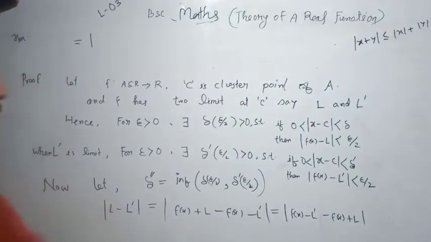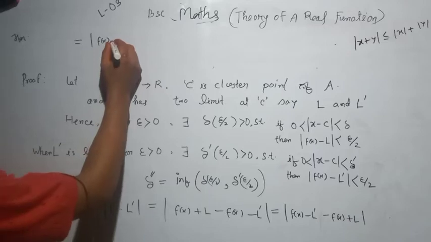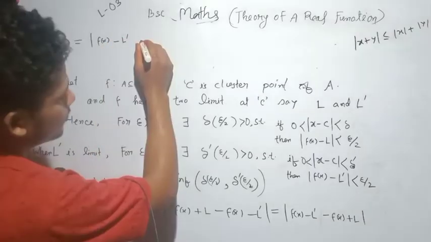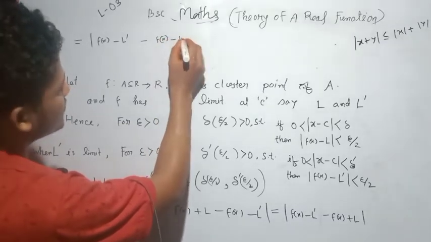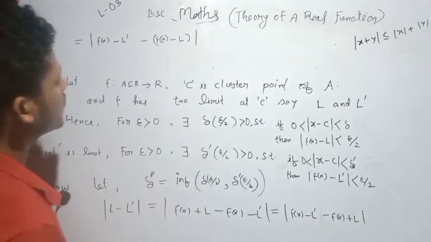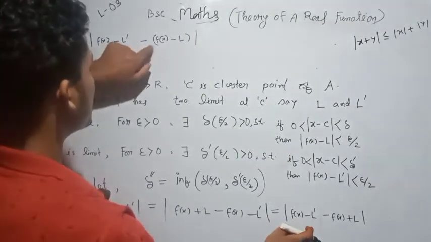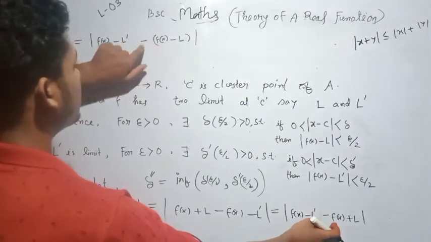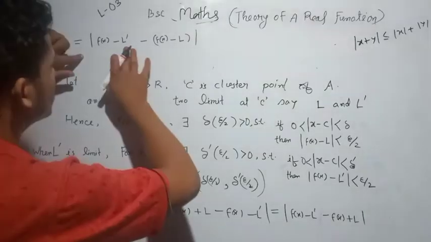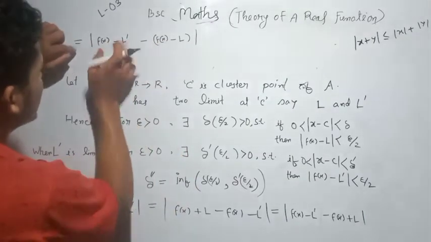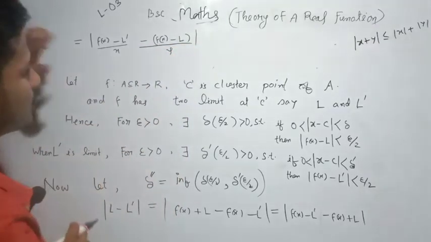This modulus of f of x minus L dash minus f of x minus L, you can write as f of x minus L dash minus, minus f of x plus L. Here, this is x, and from this minus to this is y.